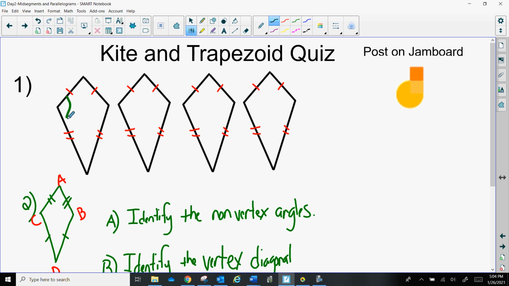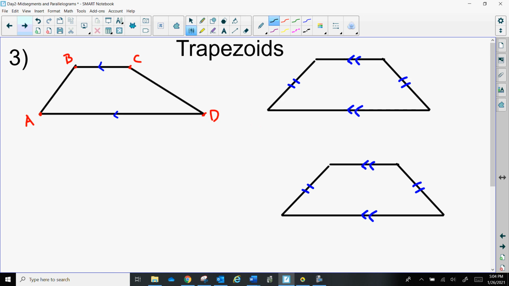We know that our non-vertex angles are congruent. We know the diagonals are perpendicular. We know the non-vertex diagonal is bisected by the vertex diagonal, and the one we typically forget is the vertex angles are bisected by the vertex diagonal.